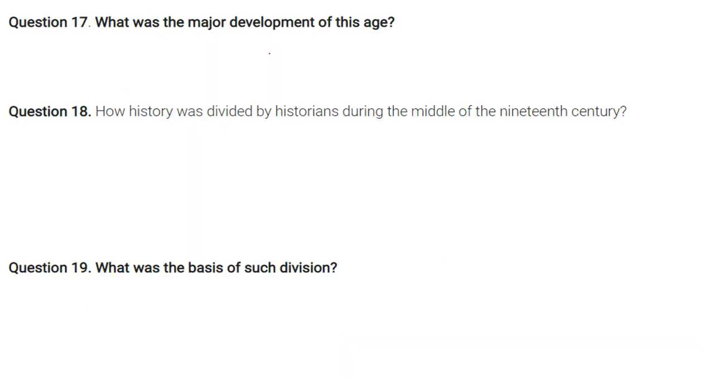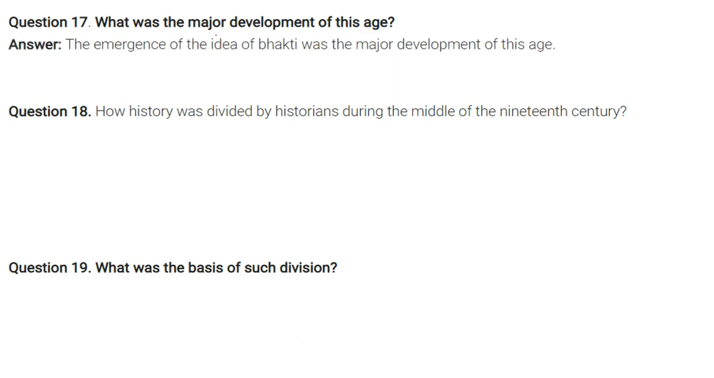What was the major development of this age? So the emergence of the idea of bhakti was the major development of this age related to the Hindu religion or Hinduism.